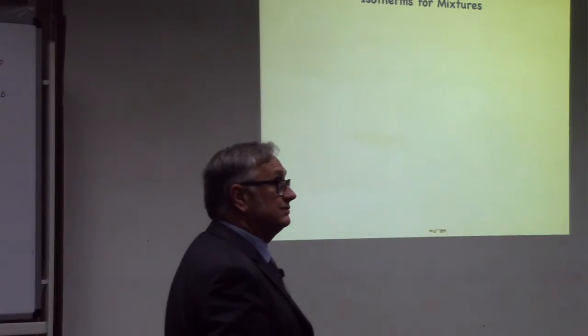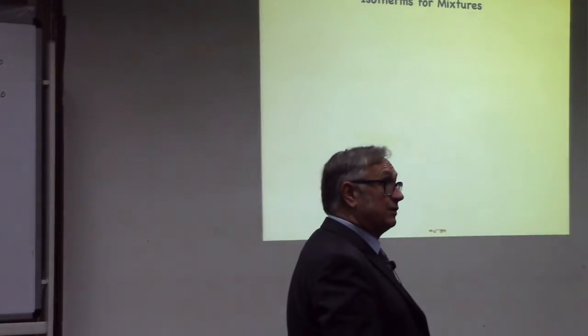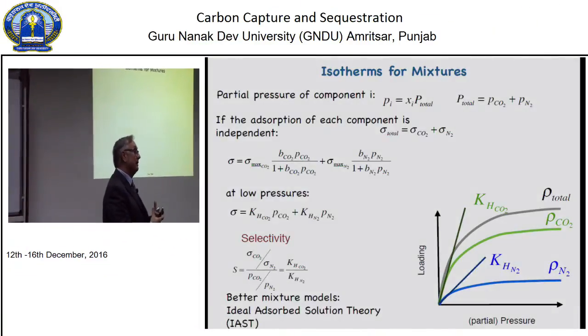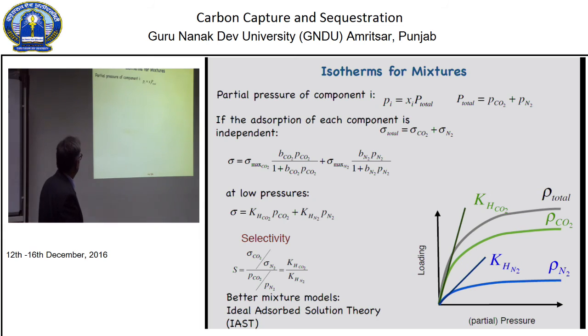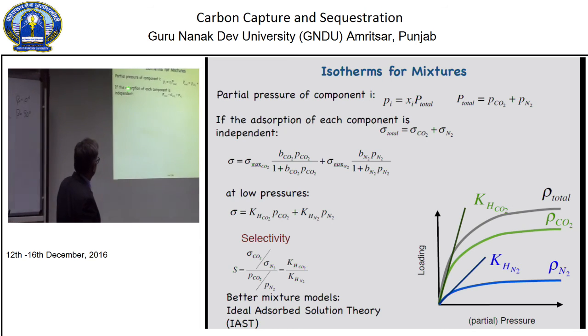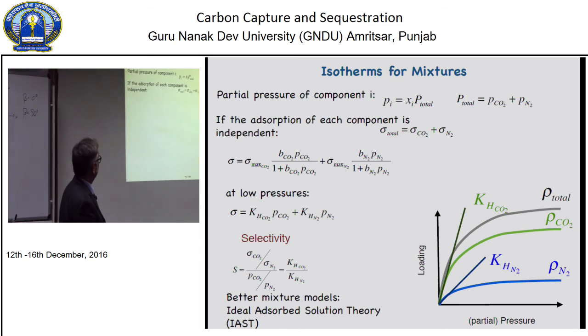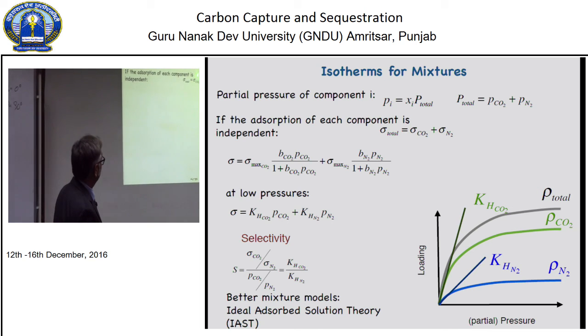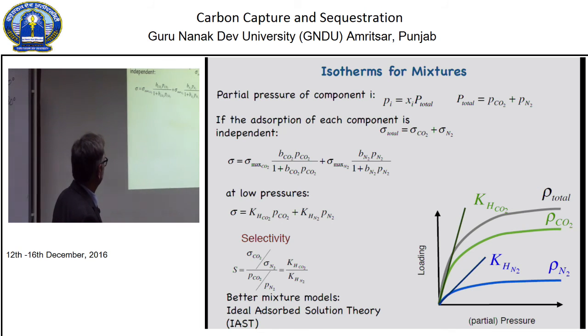So what about mixtures? Isotherms for mixtures. If we're going to measure the capacity of a powder for adsorbing CO2 from a CO2 nitrogen mixture, we need to know how nitrogen and CO2 adsorb. And so again, we're going to look at partial pressure, your equation from freshman chemistry, mole fraction, partial pressure, total pressure. Let's say for carbon dioxide and nitrogen, we have these two species. If the adsorption of each component is independent, then the total surface sites filled are just those filled with carbon dioxide and those filled with nitrogen.